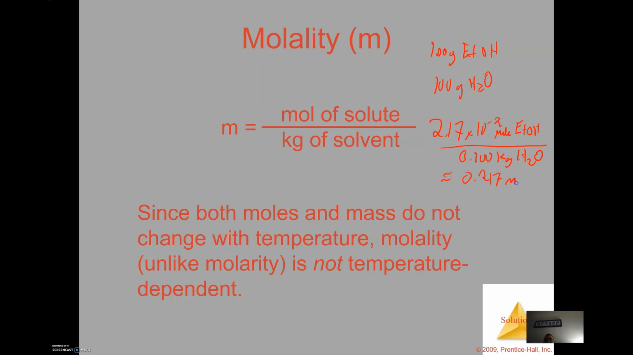0.217 molality. The symbol for molality is actually an italicized M, but I don't typically like to use that because sometimes you can confuse it with meters, and so I like to write it as molal. It means the same thing. It doesn't really change anything. It's just a difference of how we express the unit.